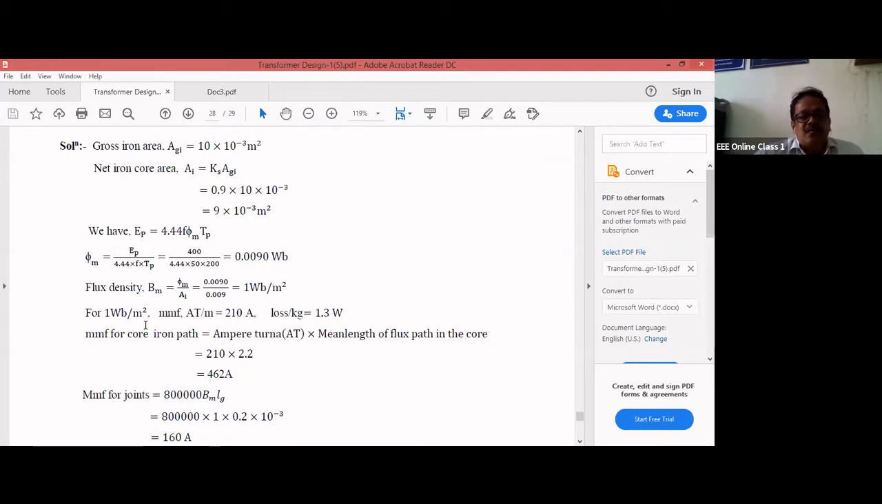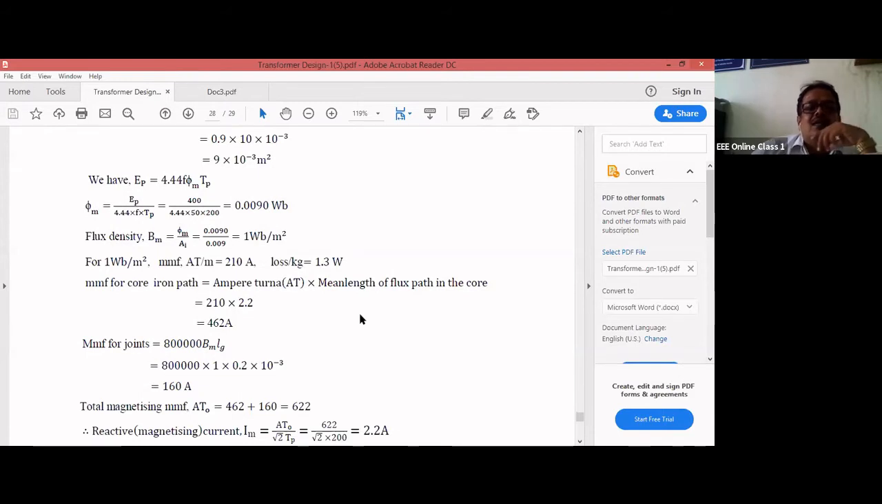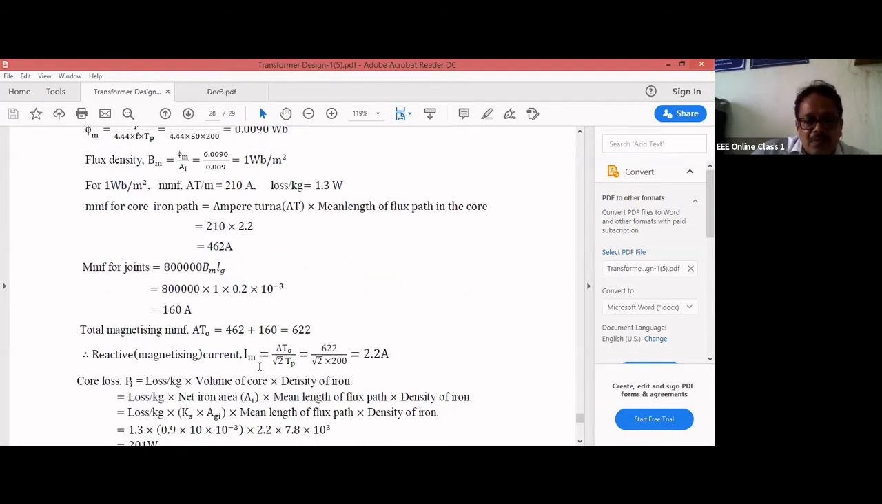For 1 Weber per meter square, MMF ampere turns per meter is 210 and loss per kg is 1.3 watts. So once you have this, you can first calculate AT0, and at a later stage you can calculate the magnetizing current. The magnetizing current IM is nothing but AT0 divided by root 2 into TP. Let us calculate AT0.